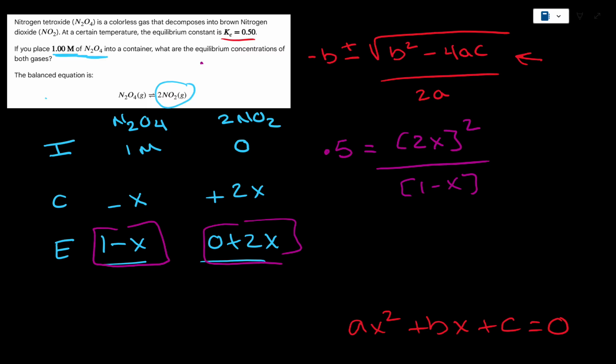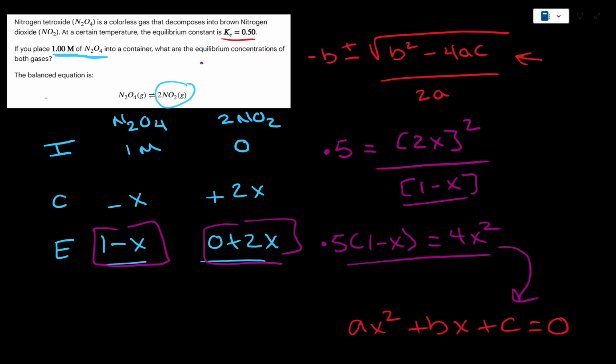So first things first, you want to get rid of this fraction here. And the way to do so is multiplying both sides by 1 minus x. So it's going to be 0.5 times 1 minus x equals, and you can simplify this 2x squared because 2 squared is 4, x squared is x squared. So it's just going to be 4x squared.